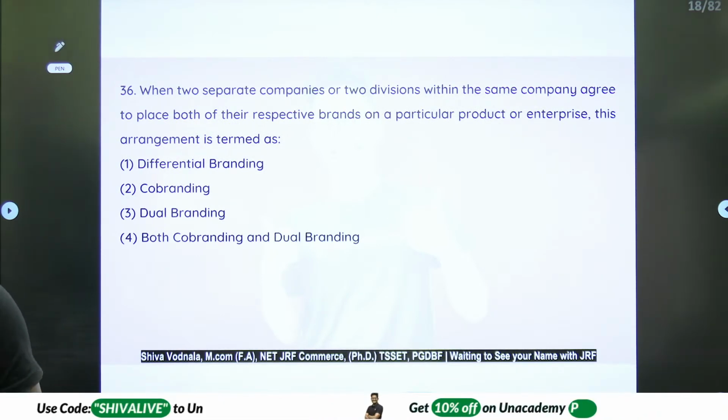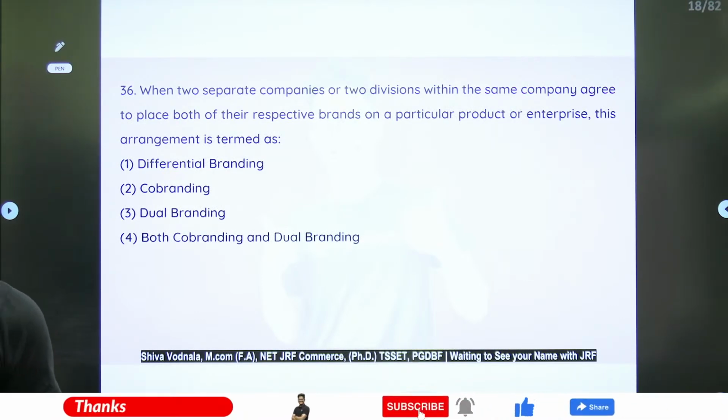When two separate companies, or two divisions within the same company, agree to place both of their respective brands on a particular product or enterprise, this arrangement is termed as an.